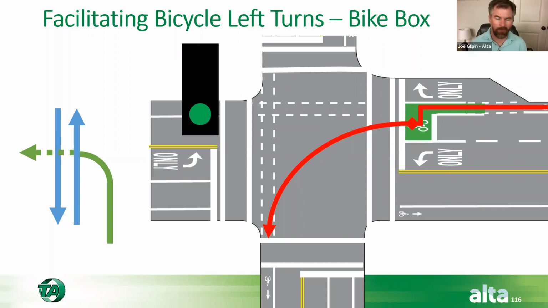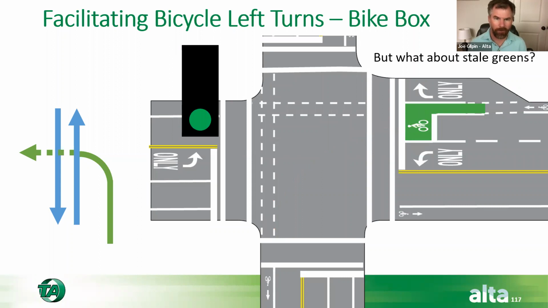So it works if you arrive on a red light, but if you arrive on a green light, it doesn't work. So then, how do you get into that? How do you get into that box? How do you make your left turn if it's green?